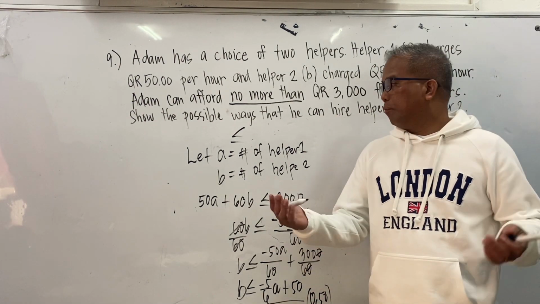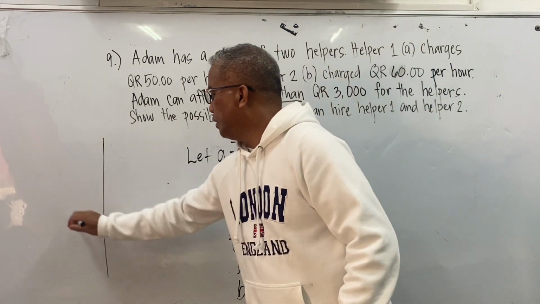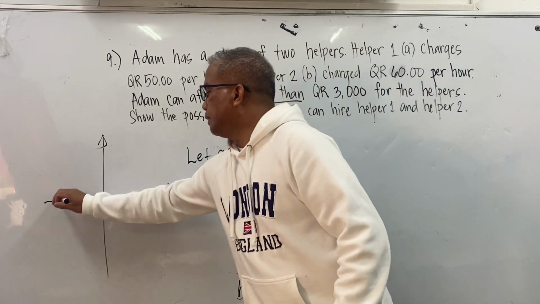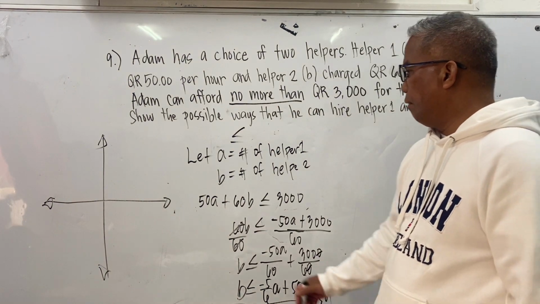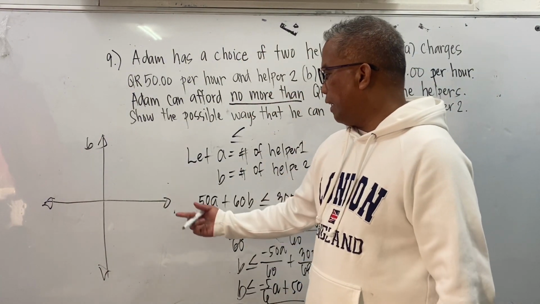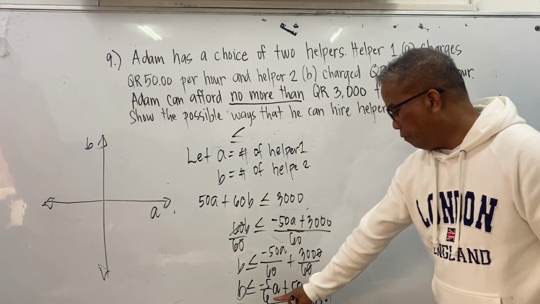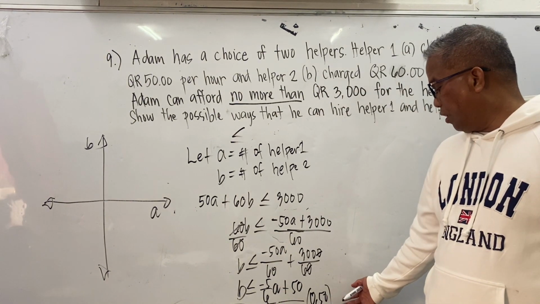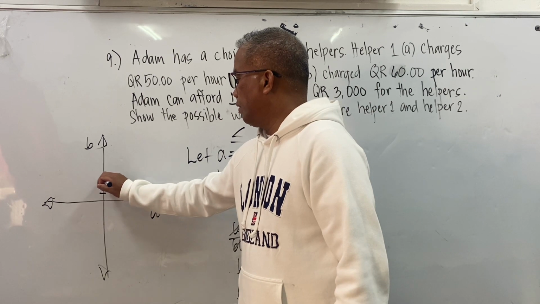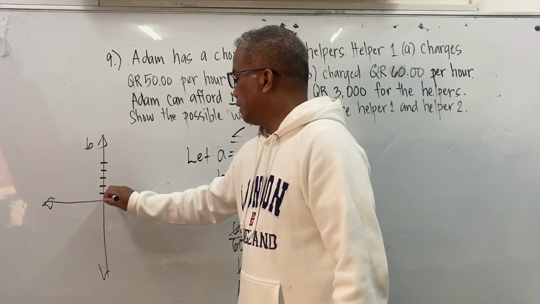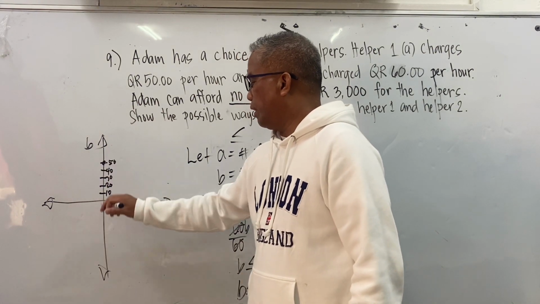In order to find the possible ways, we need to graph. So this is our graph now. The vertical line is our B. Then the horizontal line is our A. If we let A equal 0, then B will be 0, 50. We will use a scale counting by 10 here: 10, 20, 30, 40, 50. So the point will be here.